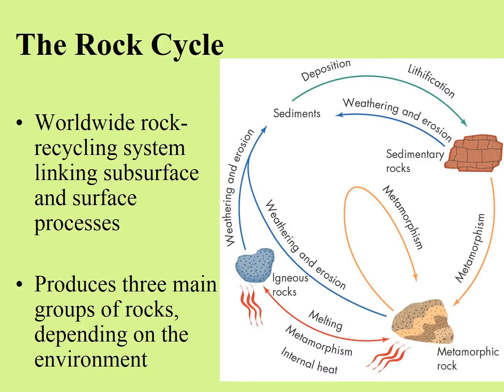The rock cycle is a worldwide rock recycling system linking subsurface and surface processes together. It describes the processes that form igneous rocks, usually cooling from magma. If you weather igneous rocks, they can become sedimentary rocks, or through partial melting can become metamorphic rocks. So it's how one rock type moves to another, and the three main components here are sedimentary rocks, igneous rocks, and metamorphic rocks.